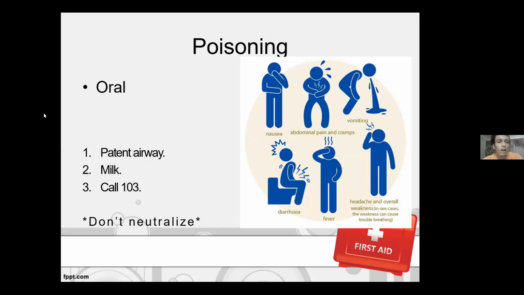Activated charcoal. That tablet many guidelines wrote about, but I actually don't prefer it. Milk is better, as it will protect against the toxin till the ambulance comes. It's an emergency situation, so it's okay.